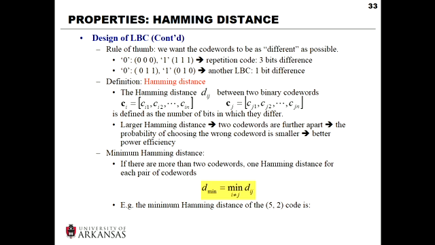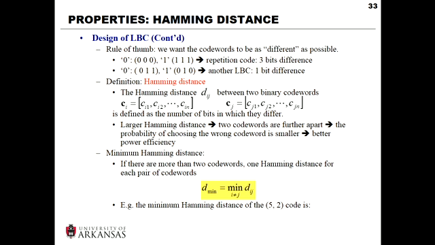In the previous example, we only had 2 code words, so the Hamming distance is simple, just the distance between these 2 code words. In reality, our k in general is greater than 1, so we have more than 2 code words. In the previous (5,2) code example, we have a total of 4 code words. So for each pair of code words, we will have a Hamming distance.